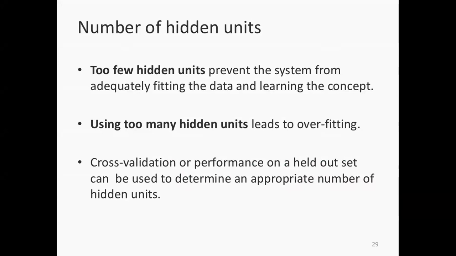Okay, another practical issue is how big should your network be? If you have too many hidden units or too many hidden layers, then you're going to overfit. If you have too few hidden units or too few hidden layers, the representations that your model computes along the way are not going to be good enough, and your model will underfit. It's not going to be expressive enough to represent the concept.